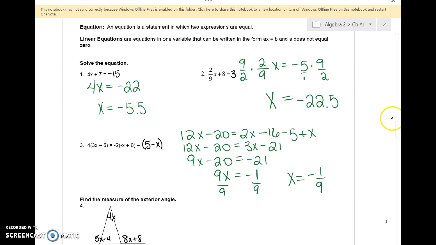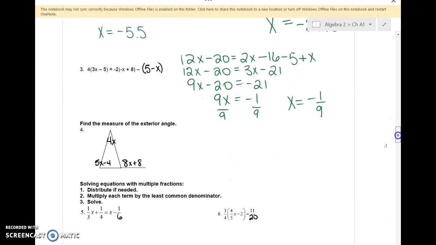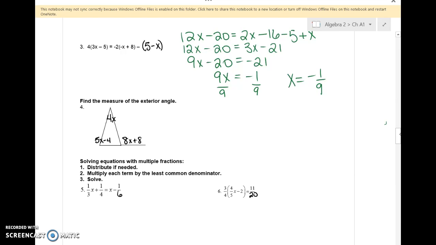Okay, it's time to see if I need to give props to your geometry teacher or not. How many of you remember how to find the measure of an exterior angle? What do you do? Just say it. Just go for it. You put the 5x minus 4 multiplied by the 4x outside.